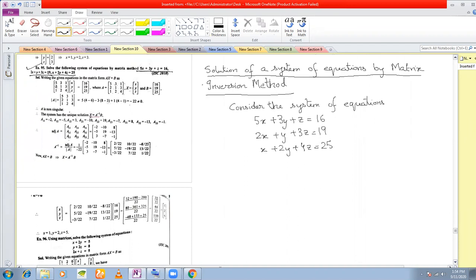Now, what we first do is we write the coefficients in such a manner that x is below x of all three, y is below y, and z is below z.